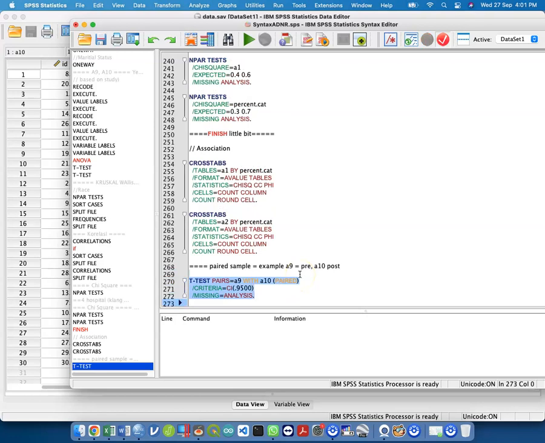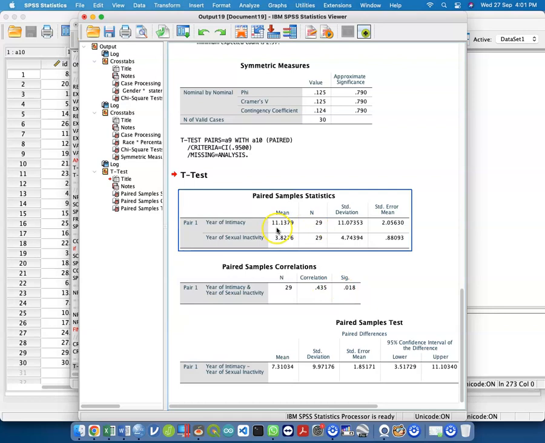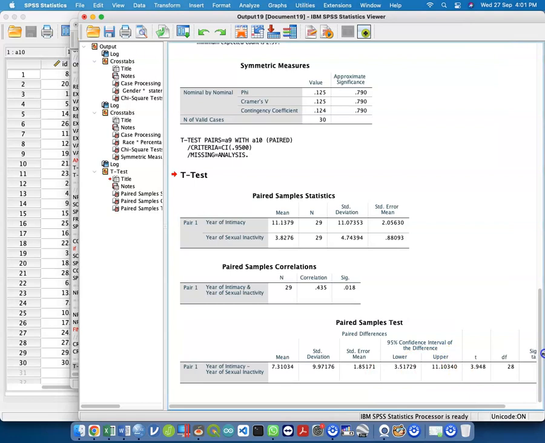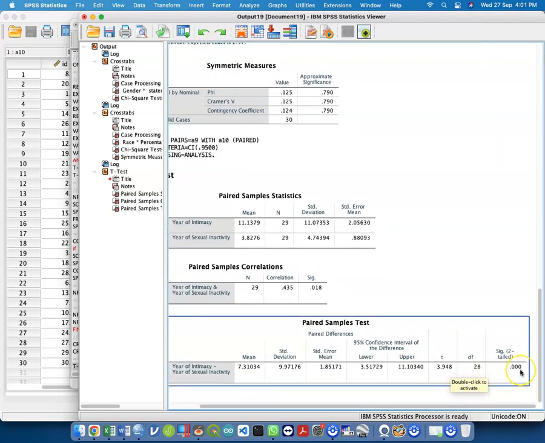So anda akan analyze dan run. So after you run, then you will get years of intimacy pair is 11 and then the post will be 3.8. So ini yang kita katakan whether there is a difference or not adalah based on the paired sample t-test. So this is the test. 3.984, and then this is the statistical value lah, which is less than or more than.